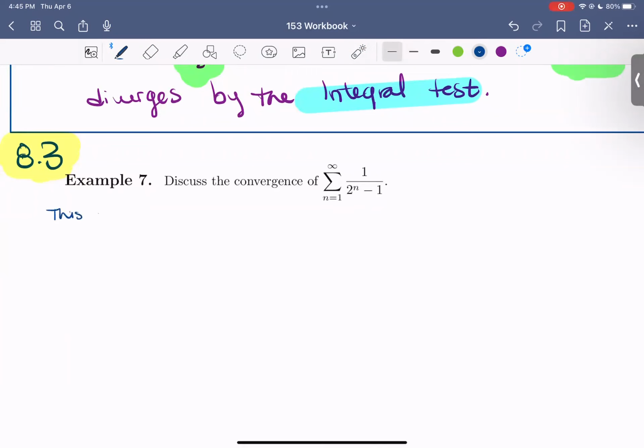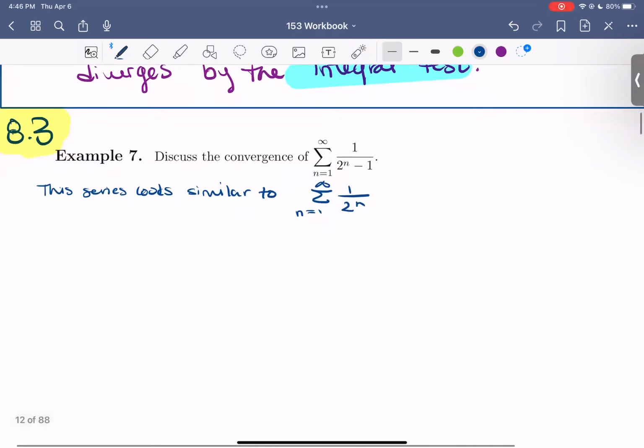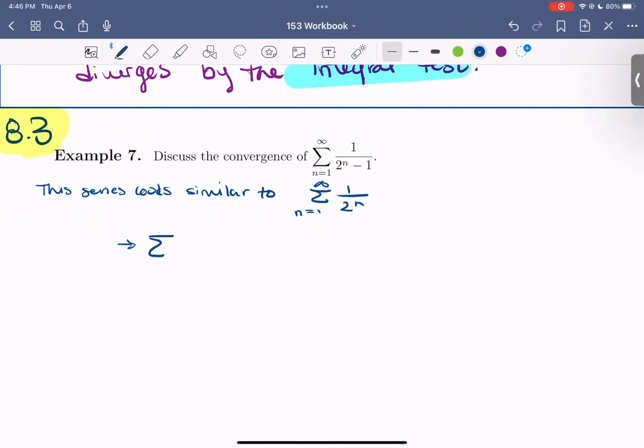So this series looks similar to the series 1 over 2 to the n, and we can label n equals 1 to infinity. Okay, so what is that series? Have we met it before? Well, let's go ahead and take a look at a few of those terms in that series. So here we have 1 over 2 to the 1 plus 1 over 2 squared, which is 4, plus 1 over 2 cubed, which is 8, plus 1 over 2 to the 4th, which is 16, and we just continue like this.